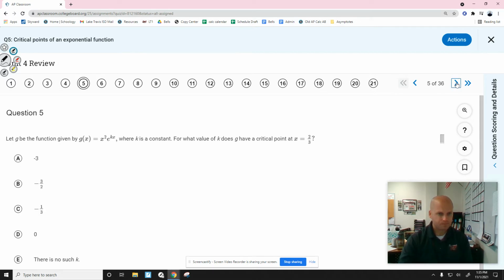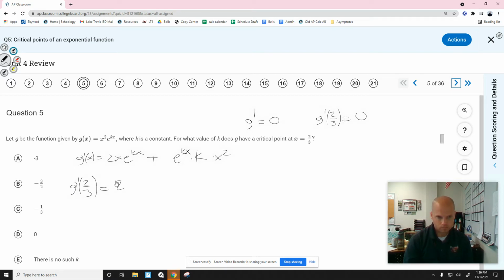Number 5. This question. We had this. Critical point. G prime will equal 0 at 2/3. Okay, so we'll take the derivative. Derivative of the first times the second plus the derivative of the second times the first. And when I plug in 2/3, this needs to equal 0.